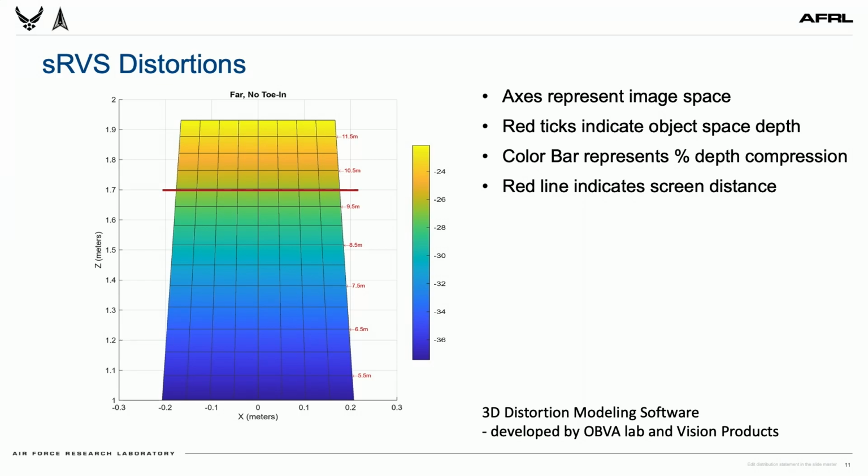So this is called our vision. These were developed through our vision modeling software, which we developed with vision products recently. So if anyone is interested in getting some use out of that, come see me at some point. So this is our far viewing distance parallel camera condition, which is the closest to ortho stereo that we had. And just to get you oriented, these axes are in image space. The red ticks here are the same distances in object space. The color bar is just that depth compression metric, and the red line is the distance of the screen.